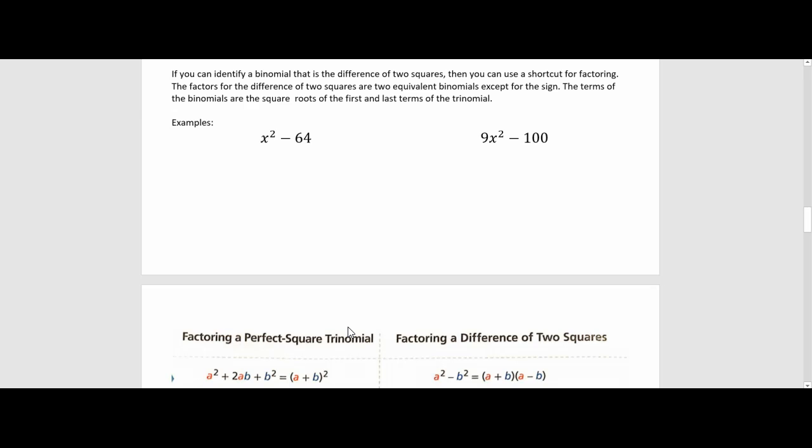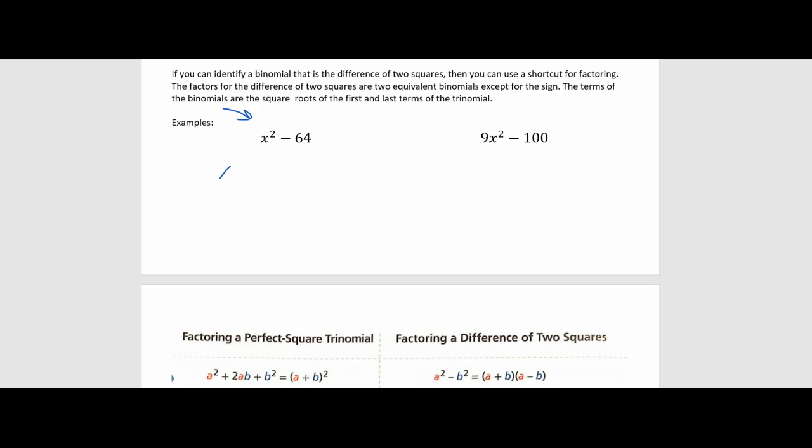First thing I want you to know is that just like I said with our previous shortcut, you don't have to use the shortcut, right? If you look at this and you're like, I don't know how to do this, I don't remember the shortcut, you're not out of luck. You can factor this using one of our other methods. If I look at this one, we could factor it using the factor sum chart.